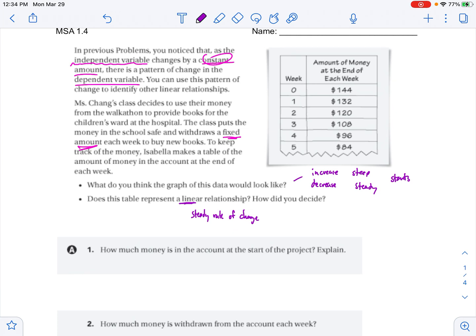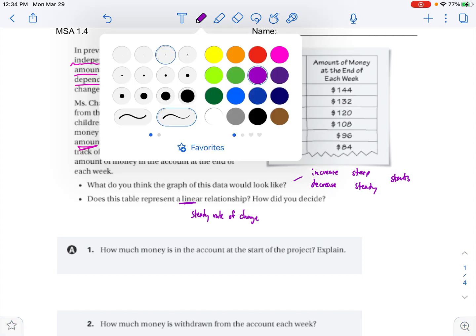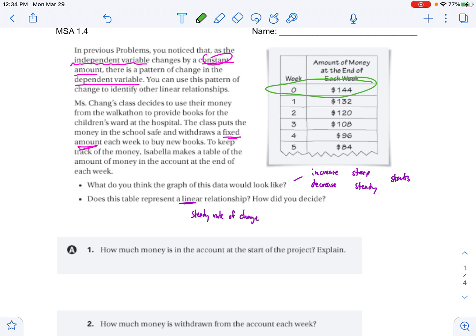All right, let's dive into the rest of these questions as we look at the data that Elizabeth collected and is keeping track of. So how much money is in the account at the start of the project? We can just look up here and see what the data says. It says at week 0, it is $144. So $144 at week 0. Now that seems really simple, but that number is super significant, and we'll use that later.